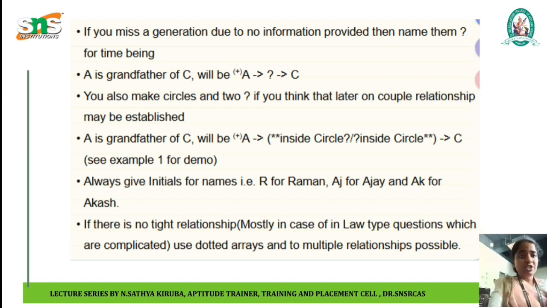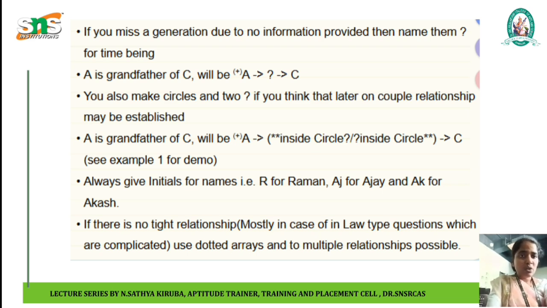Now, if you miss a generation due to no information provided, then you can give a question mark. For the time being, you can supply a question mark, so that if the data is inadequate, you can just mention that the data are inadequate. You can also use circles and two question marks if you think the couple relationship may also be established. Next, A is grandfather of C will be A plus, and inside you can have two circles and two question marks.